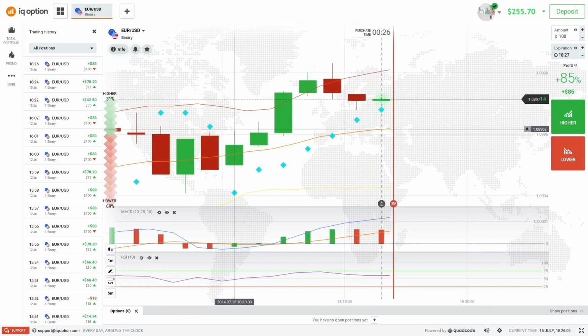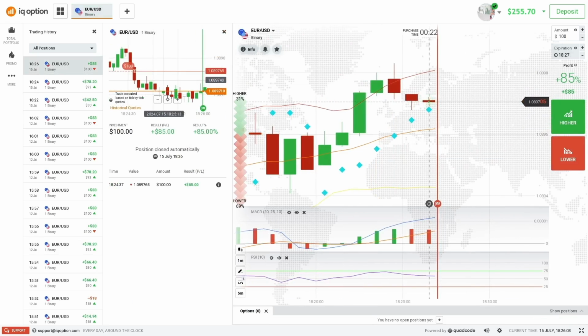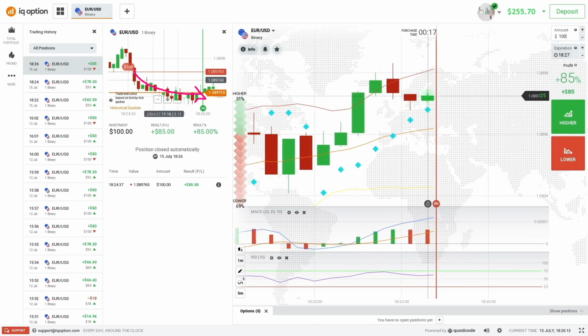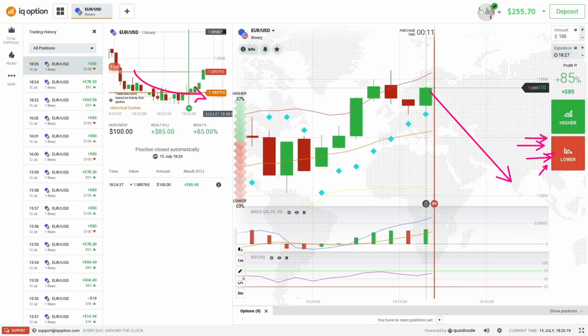We're already at $255. So yeah. Oh, it's clear. So I'm gonna open another down position. Yeah, another lower or down position, or short position.